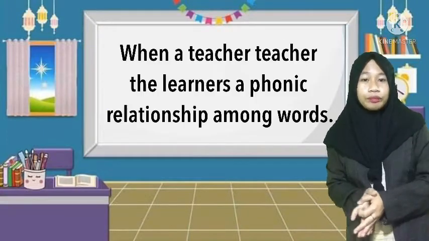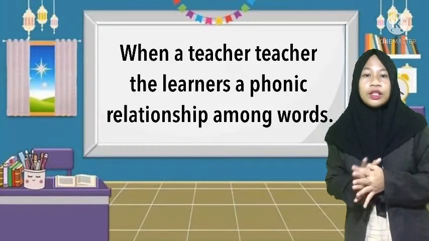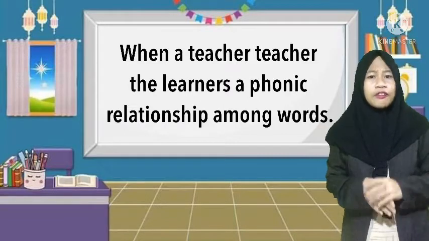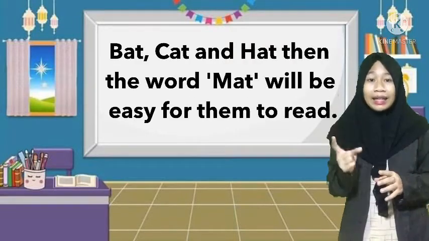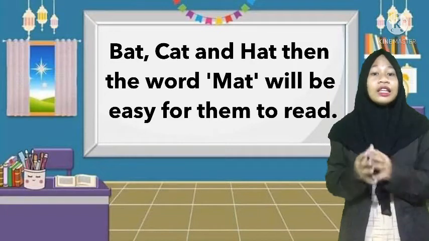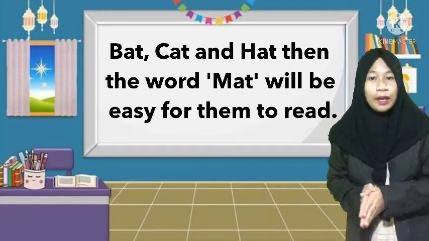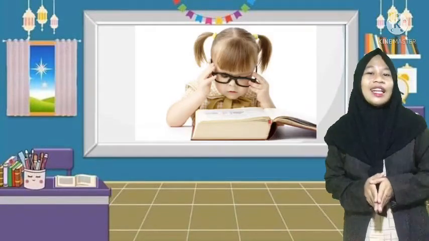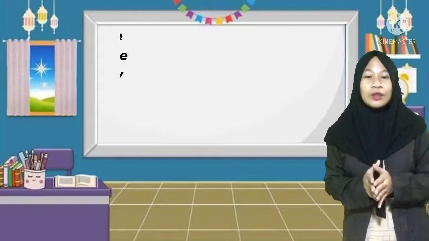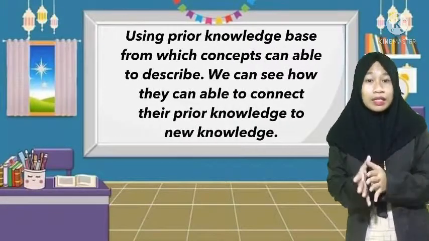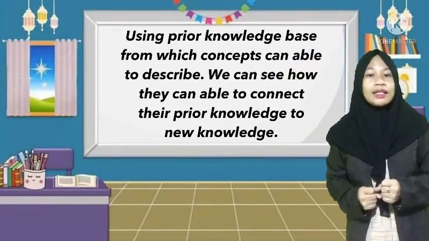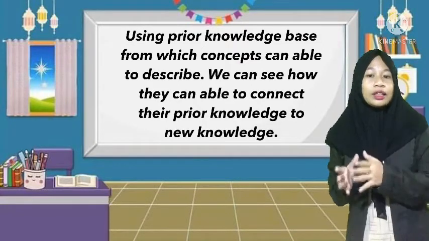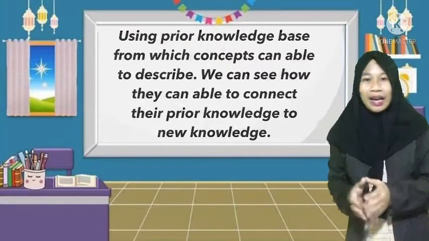For example, when a teacher teaches the learners phonic relationships among words, if a learner knows the words bath, cat, and hat, then the word mat will be easy for them to read. From that example, we can observe the analytical approach to learning that uses prior knowledge as a base for the concept. We can see how they are able to connect their prior knowledge to their new knowledge.